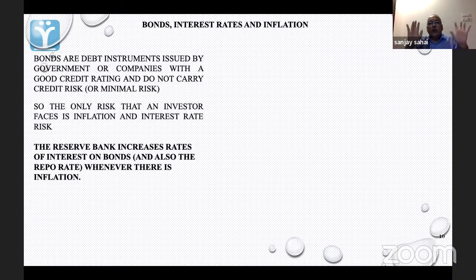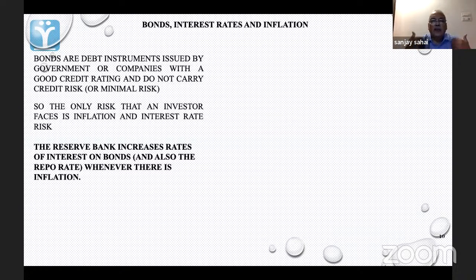Let's suppose you don't understand this also, just accept this point that the normal reaction of all central governments in the world, whether it is in the US, whether it is in India, whether it is in England, is that if there is inflation, we will try to reduce the money supply. तो मनी सप्लाई हम कैसे रिड्यूस करेंगे? I will raise interest rates.